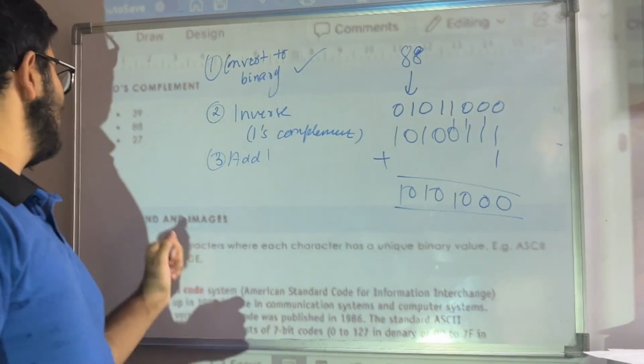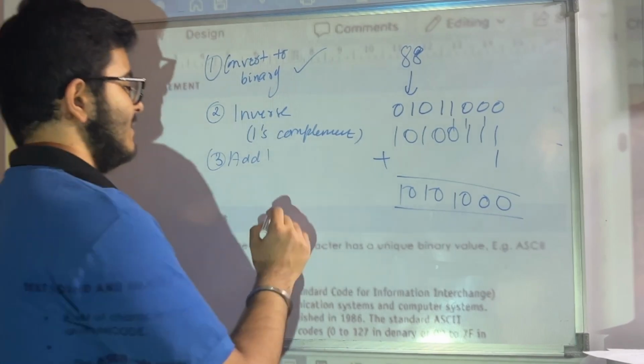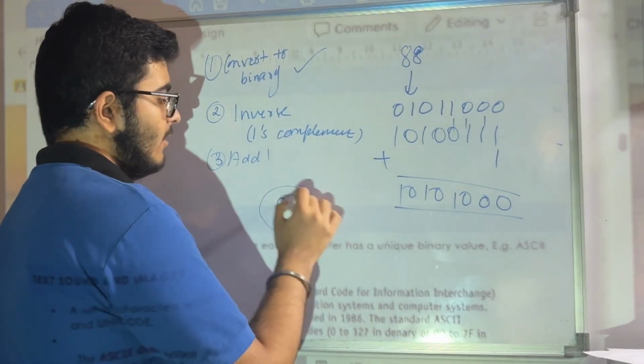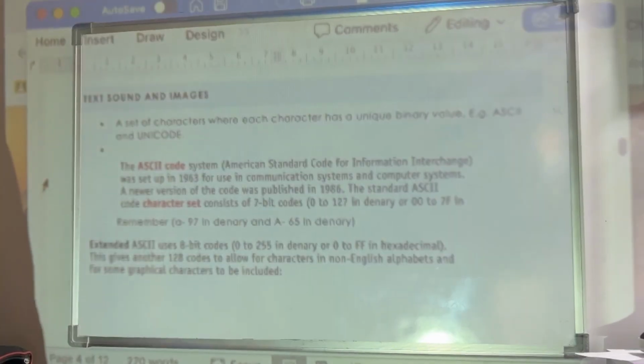Now one homework question I'm giving you is a number, okay, you can try doing 27. Right? Try doing 27 and send the answer in the comment box.